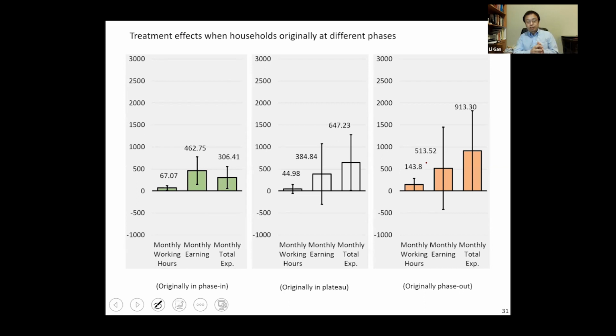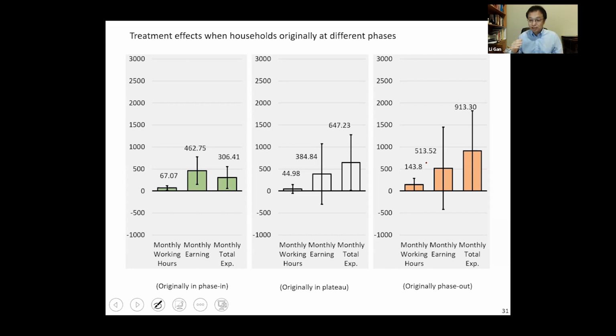There's another one we want to show, because I mentioned that there's a phase in, a plateau, and a phase out. We want to see that in the obvious phase in period, you make more, you earn more. So that's the strong incentive part. At the plateau, if people respond completely at the margin, they should have no effect. And then at phase out, if they respond completely at the margin, they should decrease their effort, because when they make more, they actually get less. So there's a disincentive at phase out.